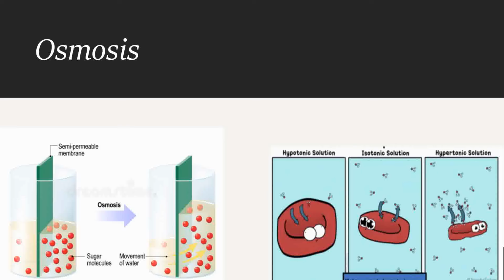Hypertonic solution. If the medium has a lower concentration of water than the cell, meaning that it is a very concentrated solution, the cell will lose water by osmosis. Such a solution is known as a hypertonic solution.